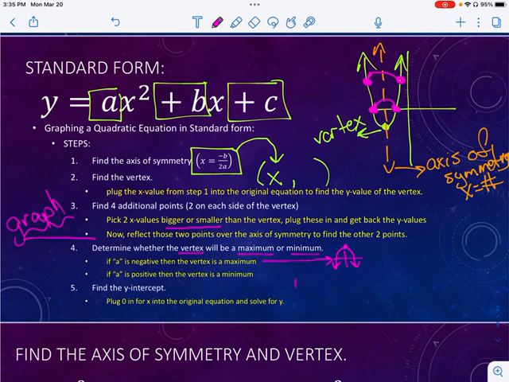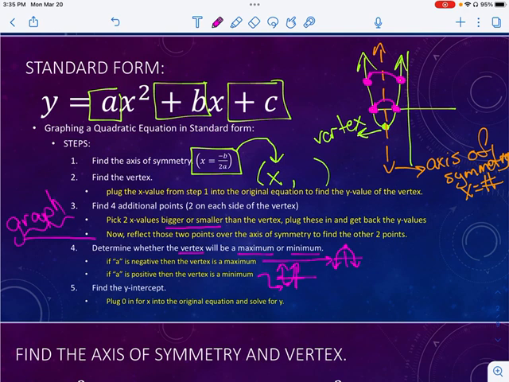If A is positive, it causes you to have the normal parabola. And in that case, the vertex would be the minimum because that is at the bottom. That is the lowest point on the graph.